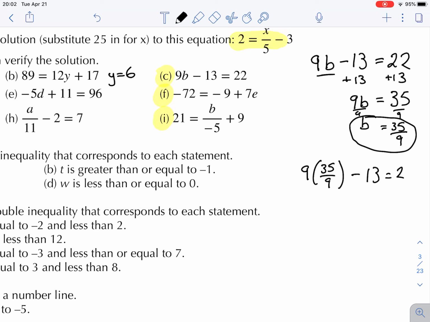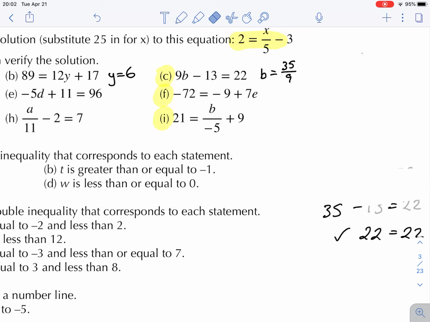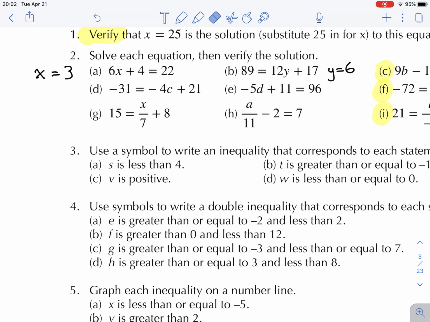To verify, I do 9 times 35 over 9 minus 13 equals 22. I multiply these together and I'll get 35 minus 13 equals 22. And 35 minus 13 is 22, equaling 22. That is correct. So my solution here is b is equal to 35 divided by 9. If you have a decimal approximation, that'll be just under 4 because 9 times 4 is 36.